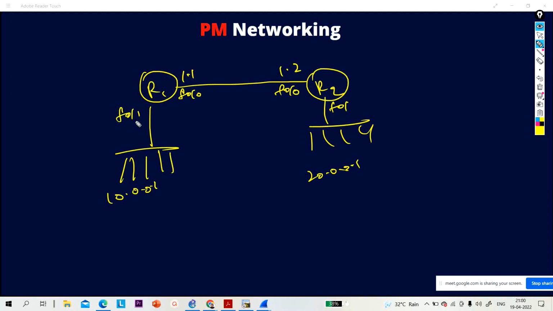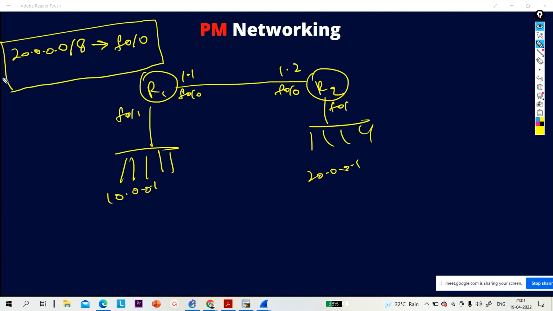Okay. Suppose a network engineer configures one static route, that is network 20.0.0.0/8 is directly connected with FastEthernet 0/0. That means the network engineer configured this route by using the exit interface only. Okay, this is the routing table of R1. In the routing table of R1 there will be one more entry, 10.0.0.0/8 is directly connected with FastEthernet 0/0. Am I right?